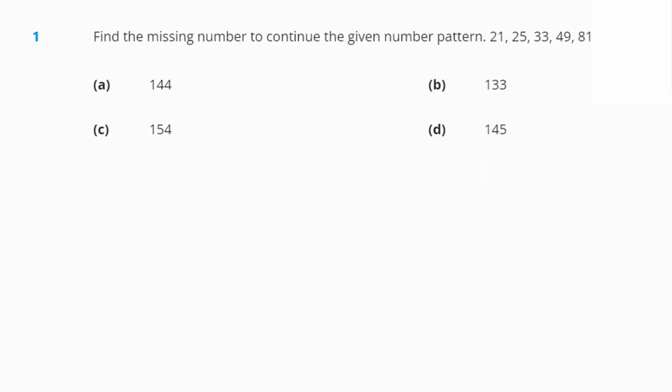So if we look at the pattern, it is 21, 25, 33, 49, and 81. So firstly, we'll be looking, there is some pattern in these numbers. So we'll find the difference between these two numbers. The difference is 4. Here, the difference is 8. Here, 49 minus 33 gives 16. 81 minus 49 gives us 32.